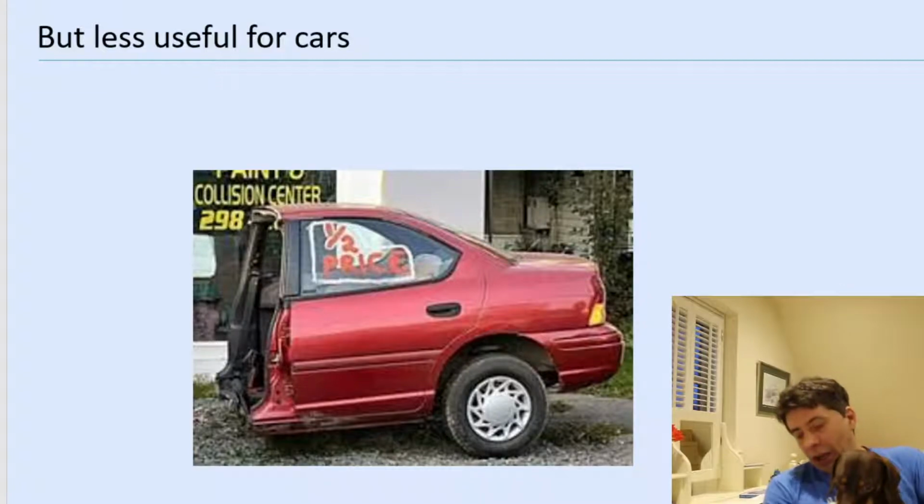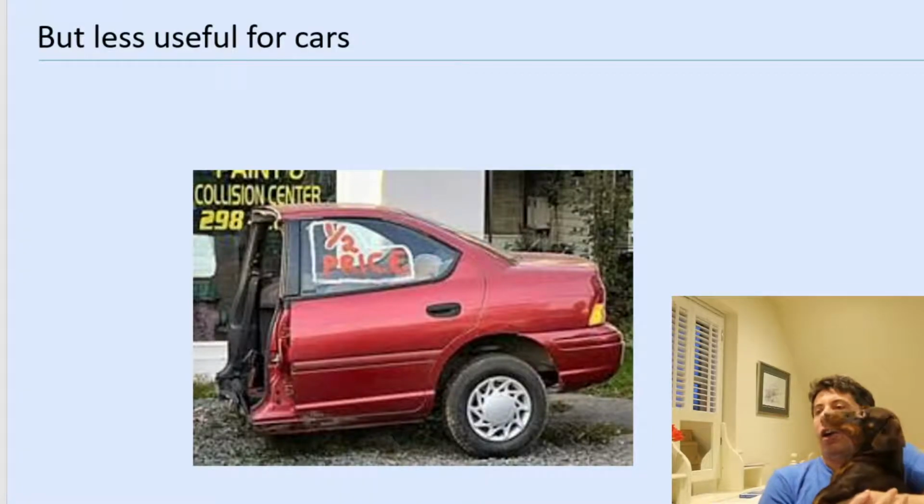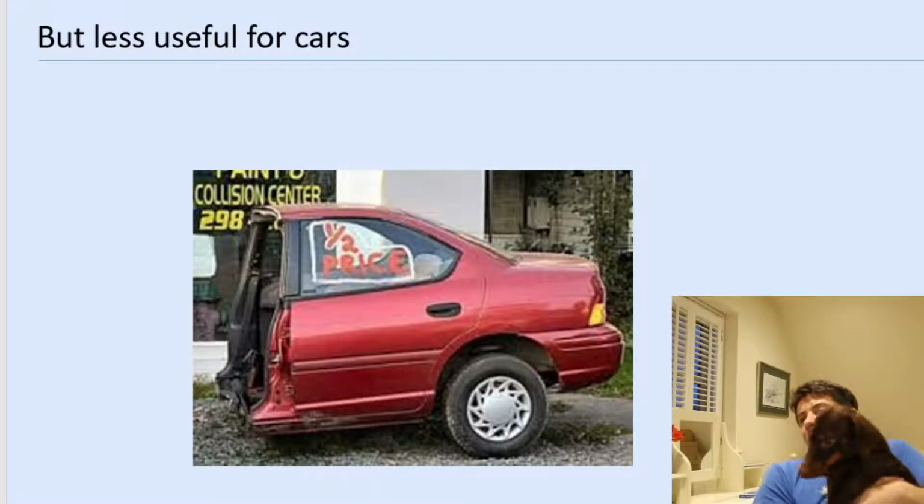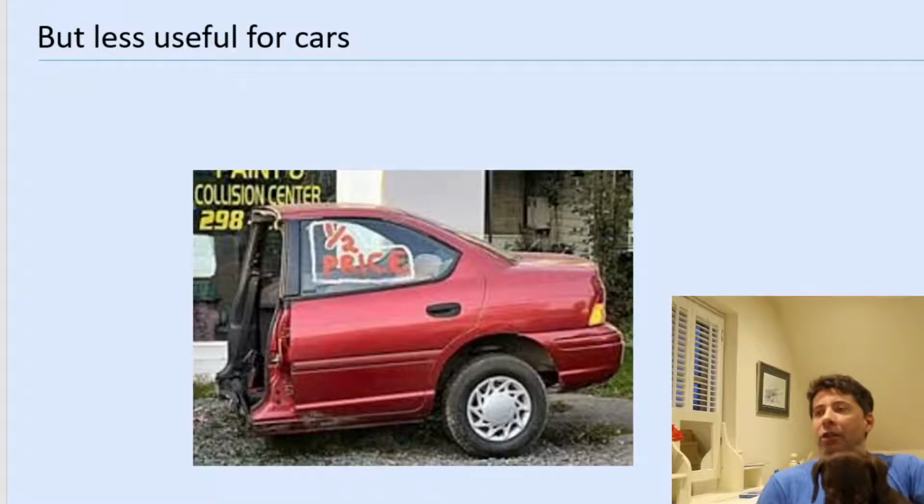It's less useful for cars. So half a car isn't much use, or a tenth of a car, but you could say, well, someone cut our car in half, and now we've saved up half of the money to buy a new one. So that's two uses of fractions.